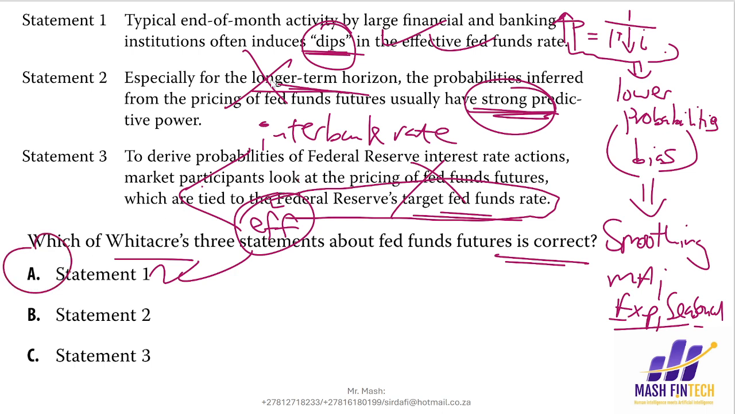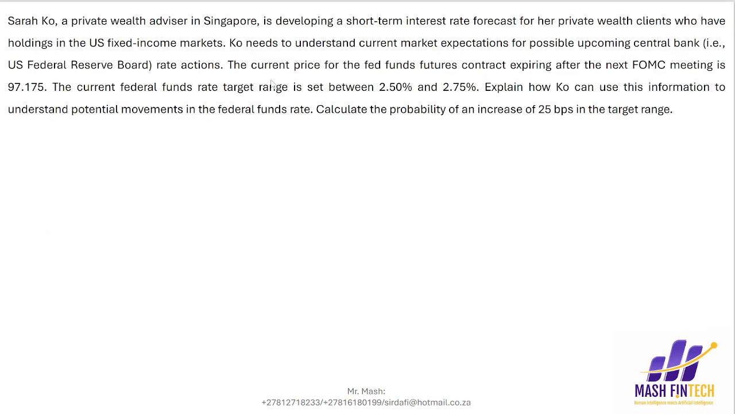If you manage to do this, well done. Let's look at the last one. You can read through this, but what's important is the current price for the Fed funds futures contract expiring after the Federal Open Market Committee meeting is 97.175.